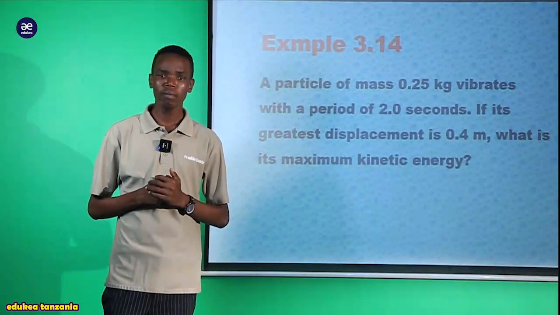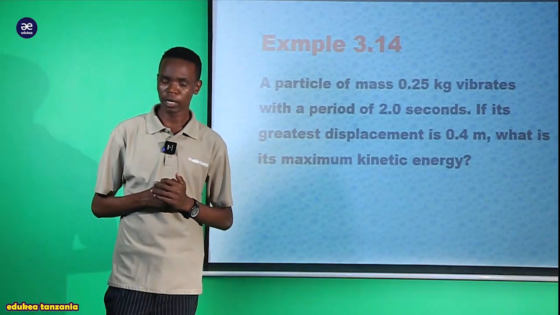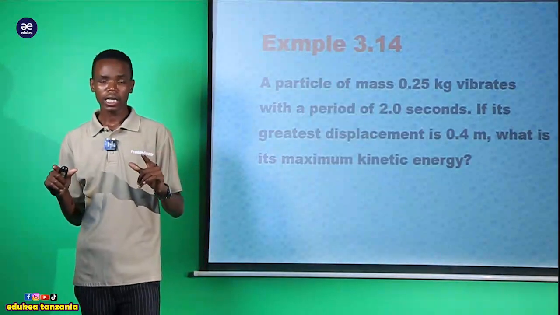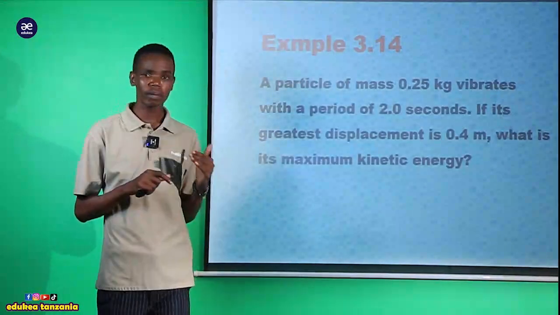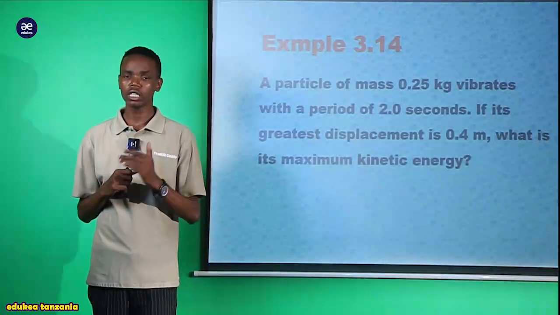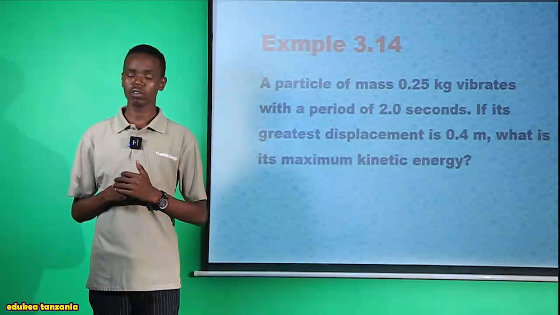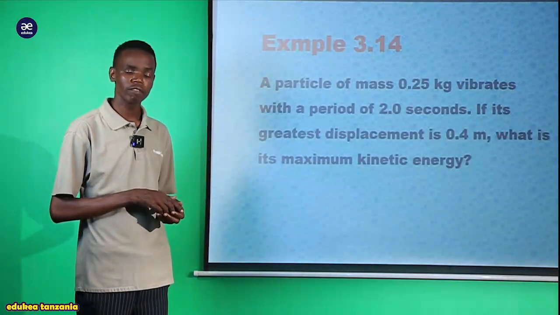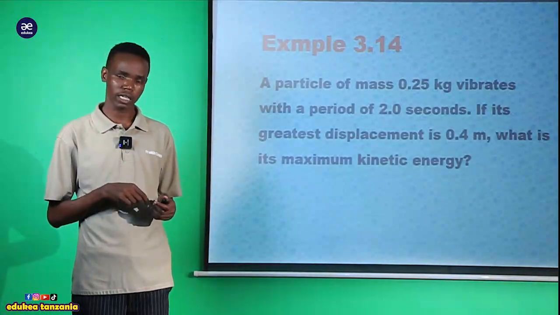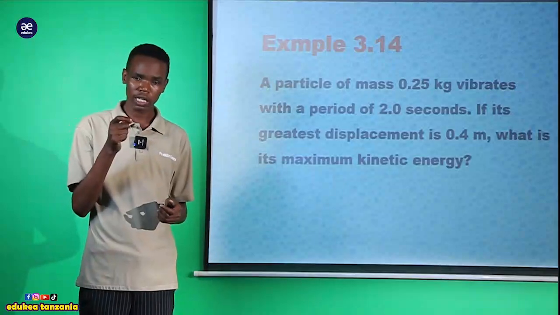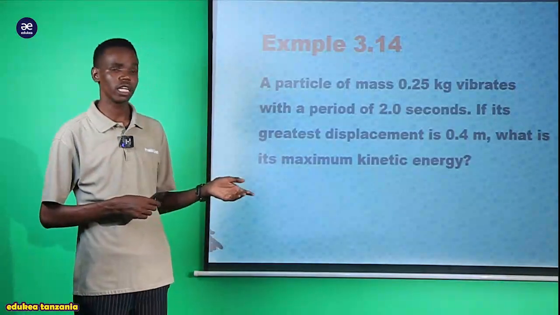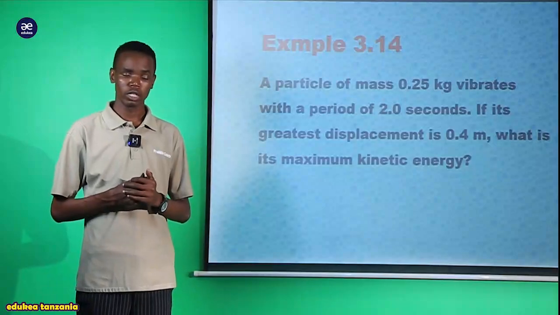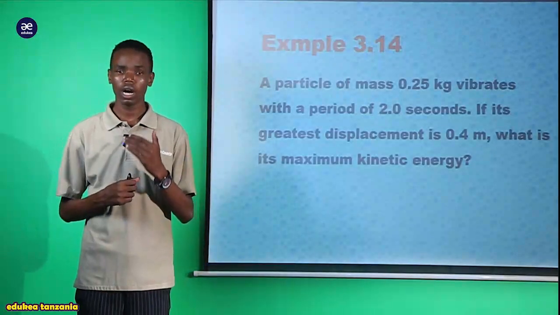So welcome, my dear student. For this example, we have a particle with a mass of m, which is equal to 0.25 kilogram. It tries to vibrate with a period of 2 seconds, meaning it vibrates within 2 seconds, and it produced a displacement of 0.4. This is the greatest displacement.